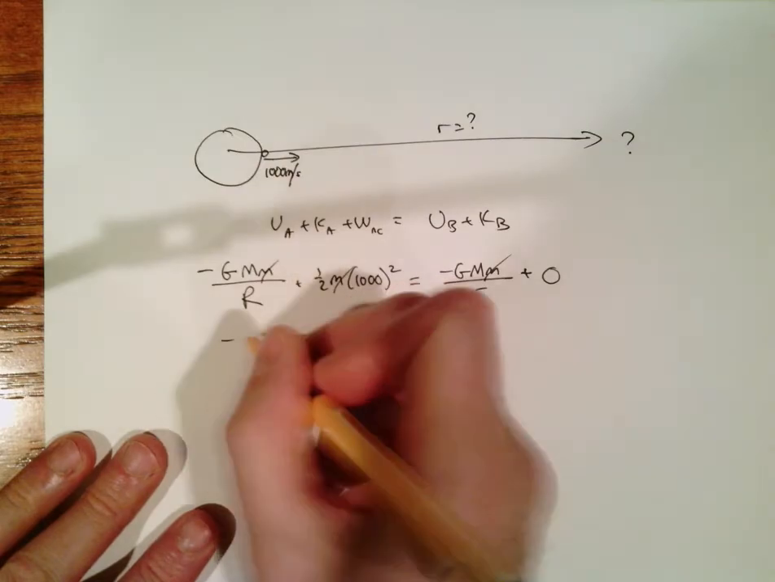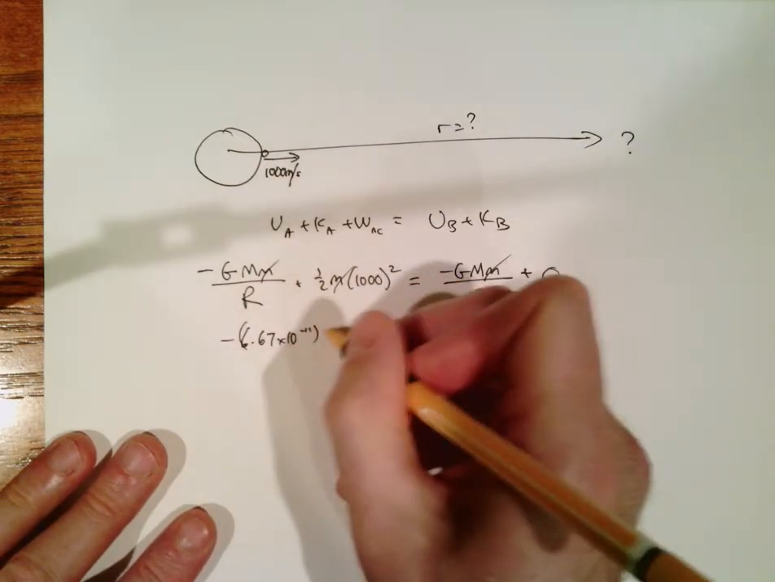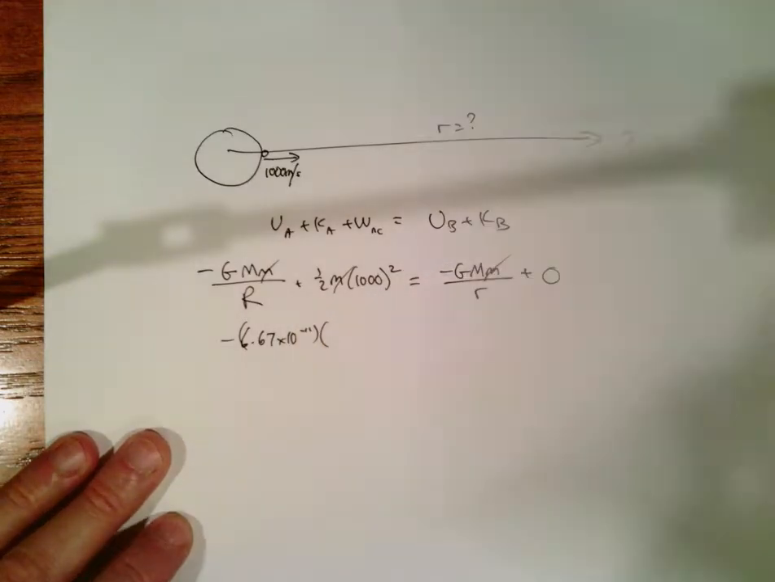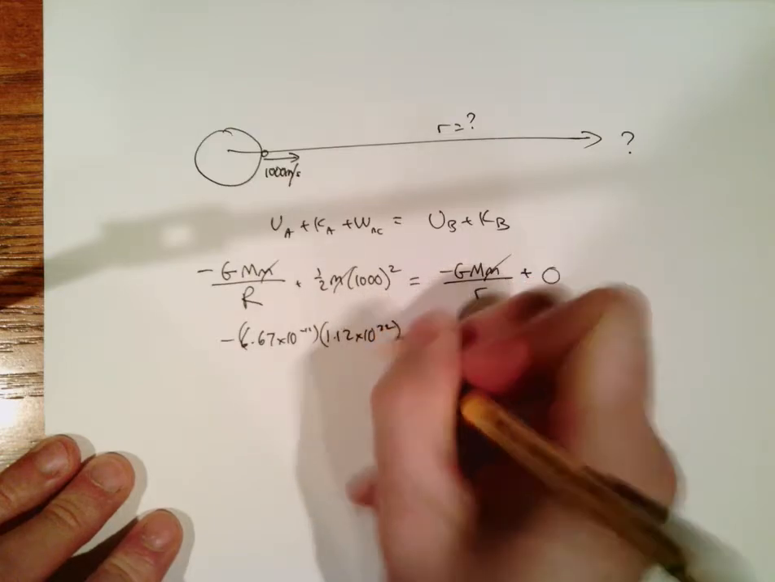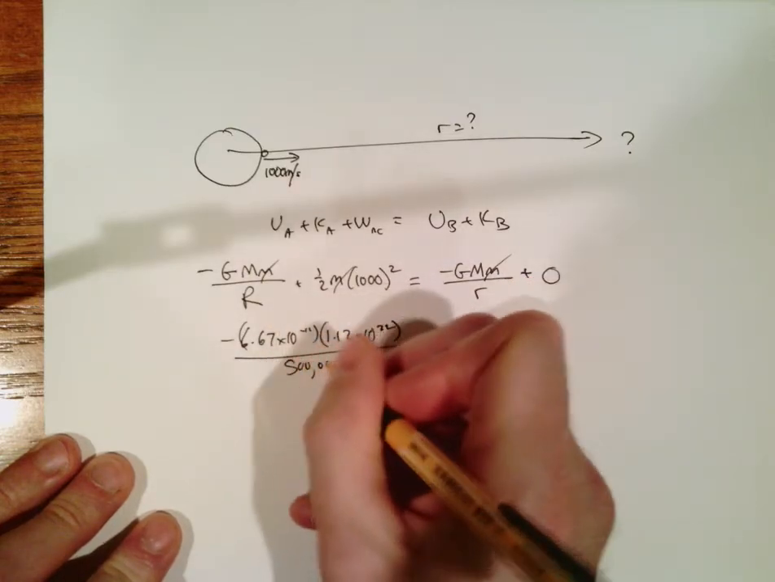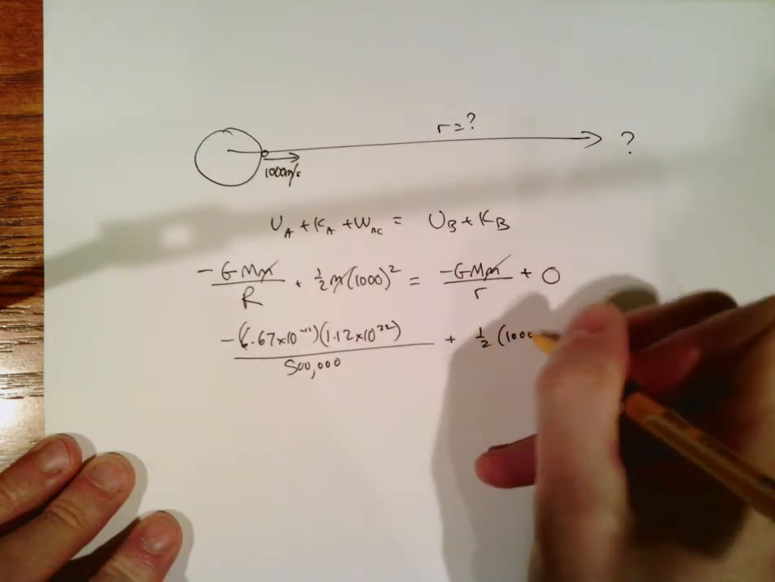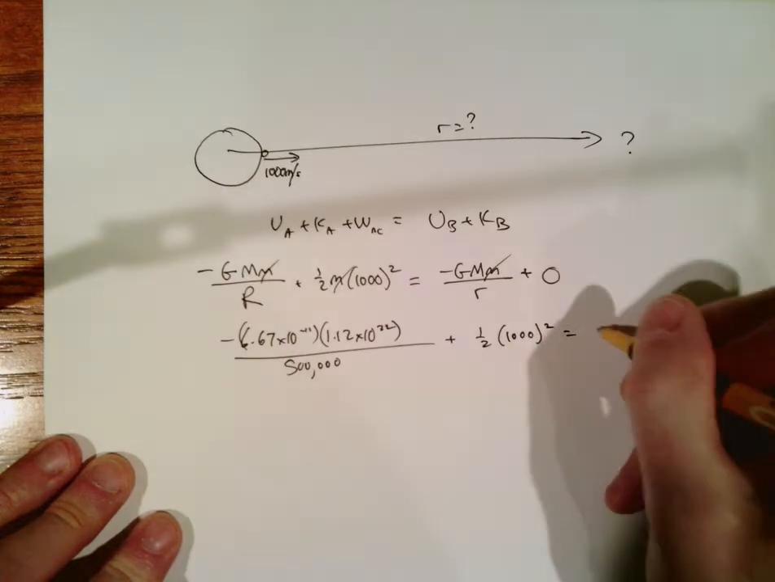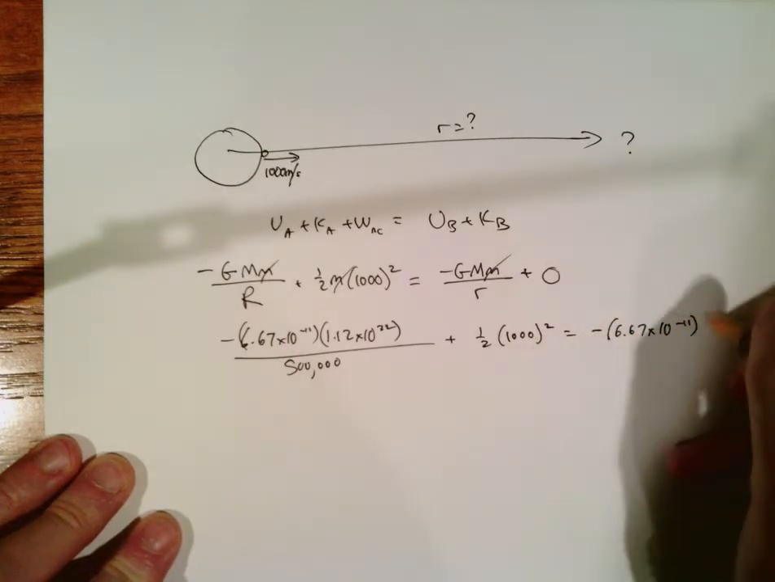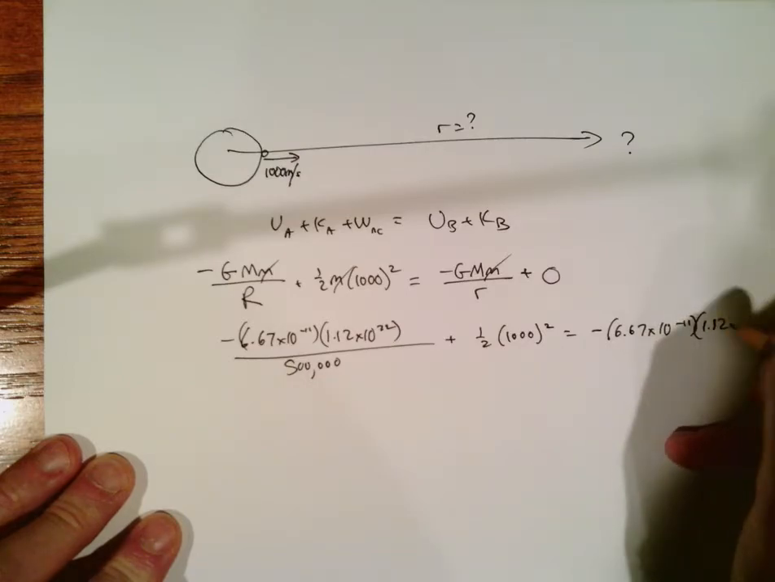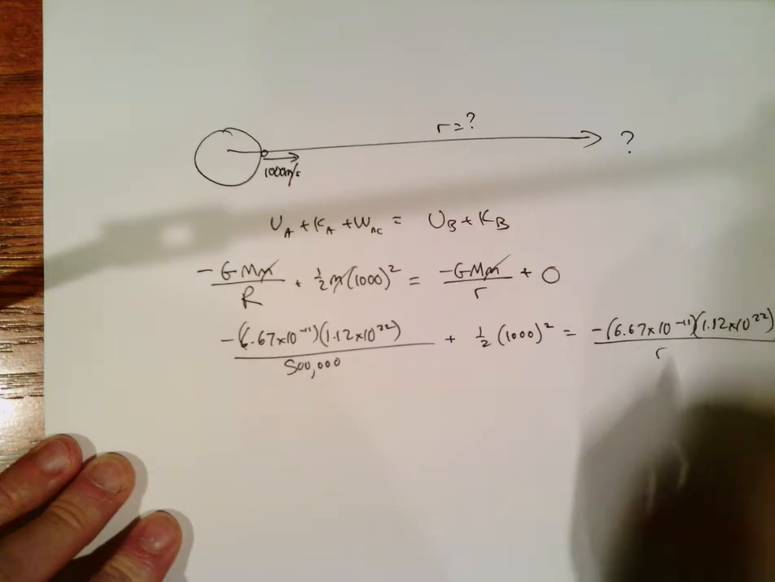Let's put some numbers into this. Negative 6.67 times 10 to the negative 11 for G. What was the mass that we found? Oh, 1.12 times 10 to the 22. The radius is 500,000 plus 1/2 times 1,000 squared equals negative 6.67 times 10 to the negative 11 times 1.12 times 10 to the 22nd divided by r.